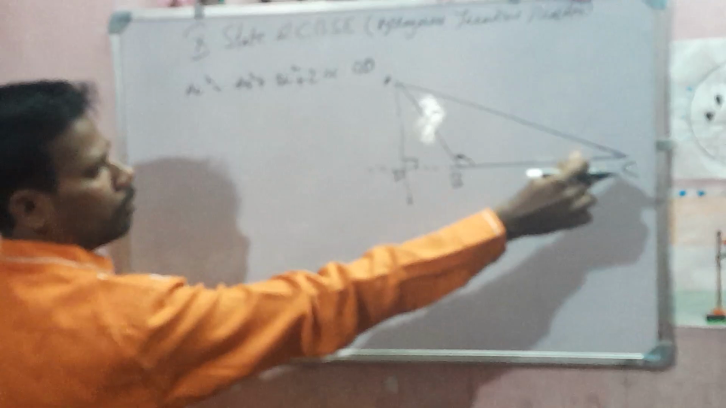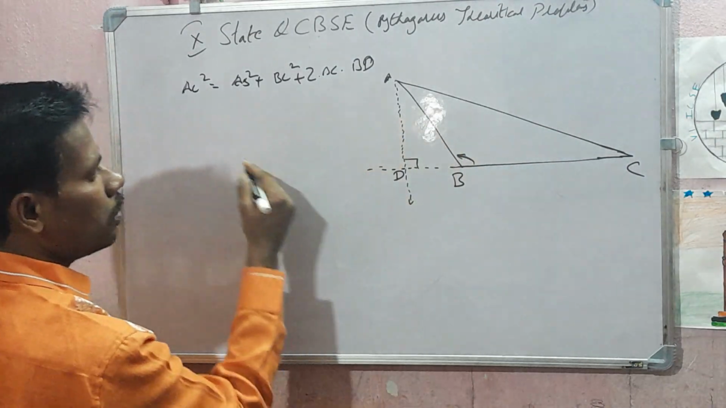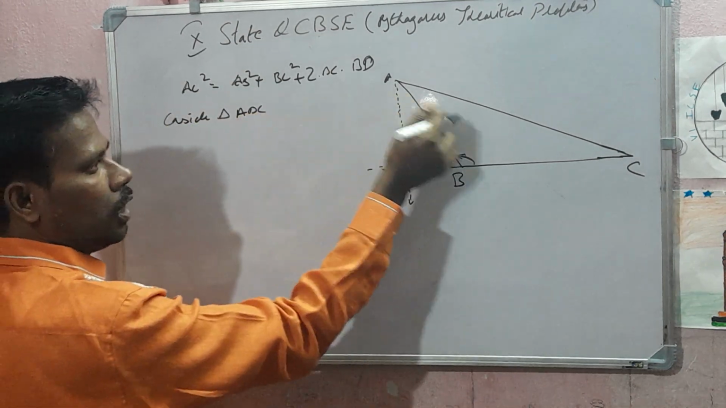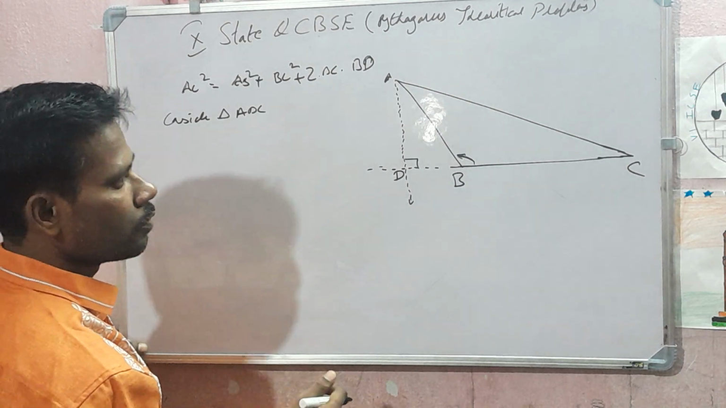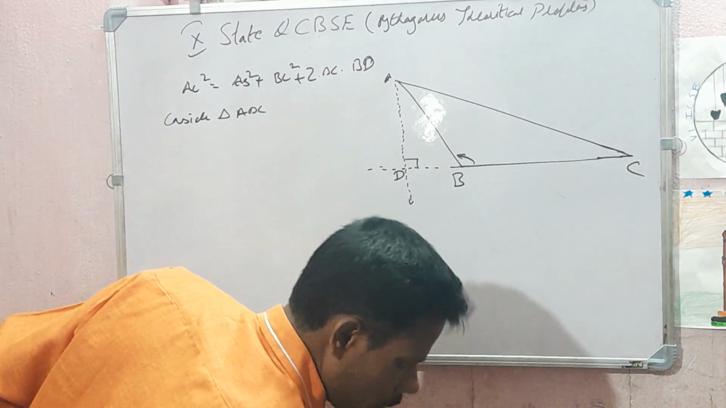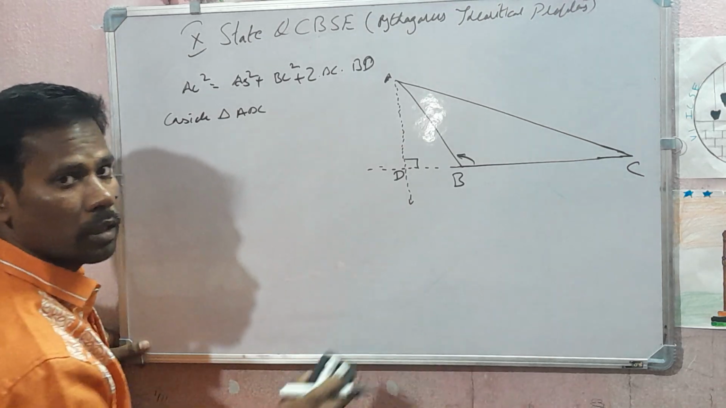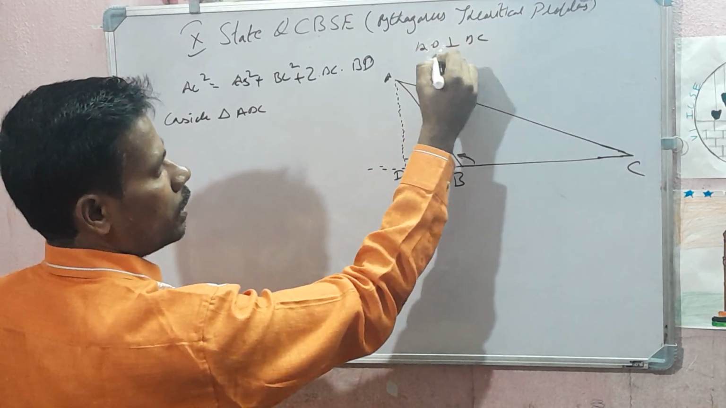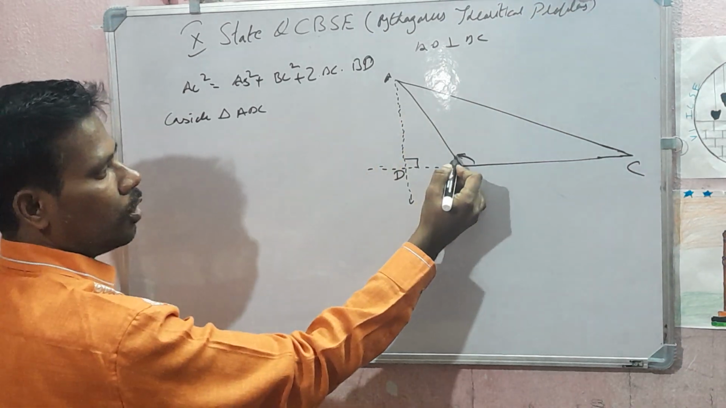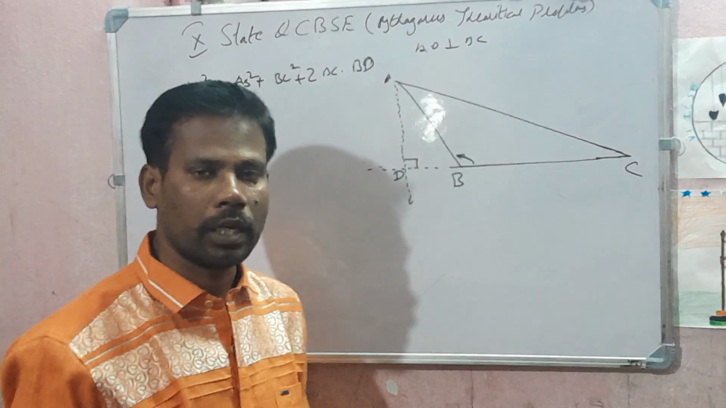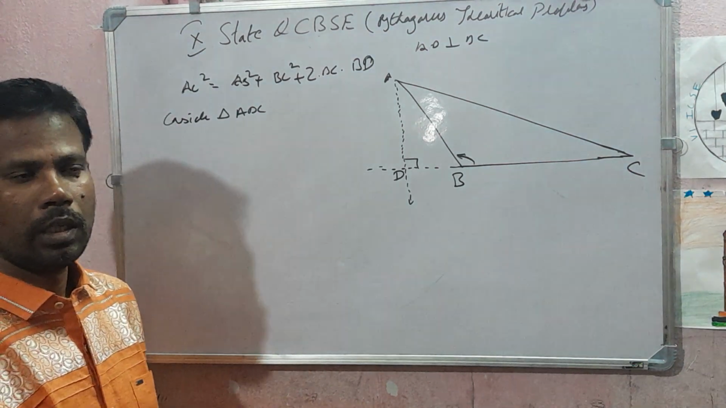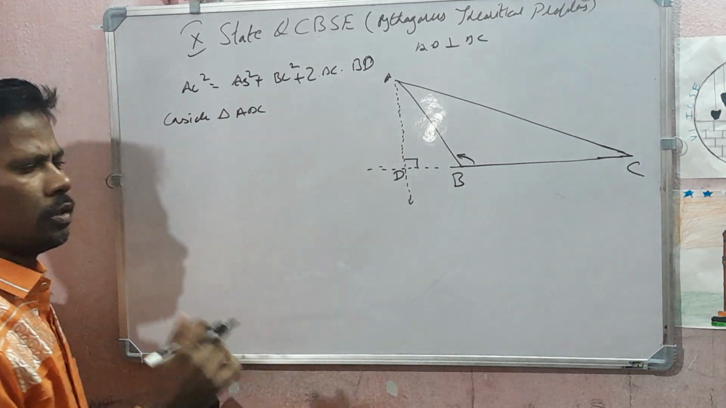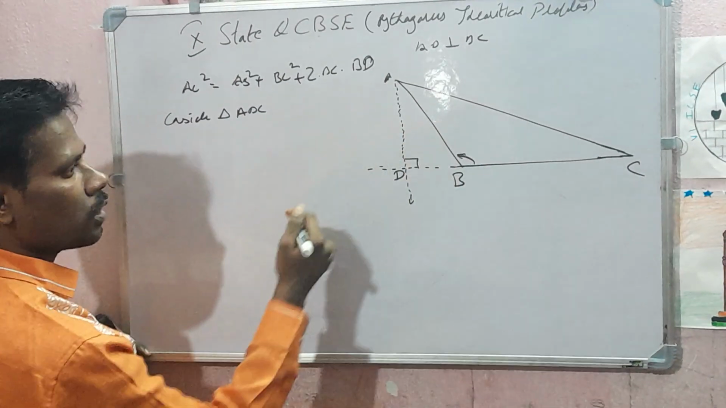So how to do this one? Simple. Consider triangle ADC and apply Pythagoras theorem. Here it is given that AD is perpendicular to BC, so this angle is 90. Obtuse angle, as I already told, is an angle whose measure is greater than 90 and less than 180. Acute angle means an angle lying between 0 and 90. Don't go much deeper into that, just concentrate on this and apply Pythagoras theorem.